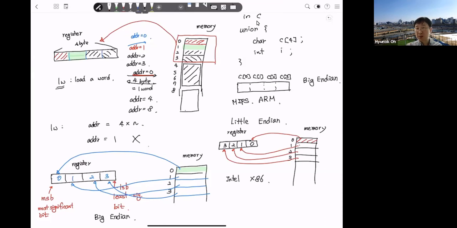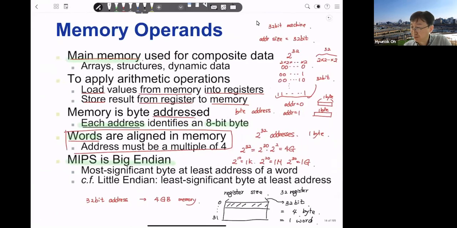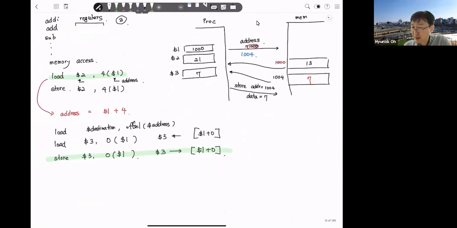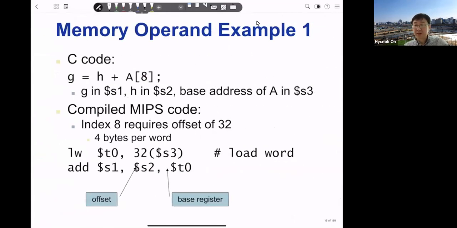So when you are looking at the memory structure, Intel and ARM or MIPS are different. Anyway, we will use this big endian approach. Okay, then let's look at the example of memory operands.